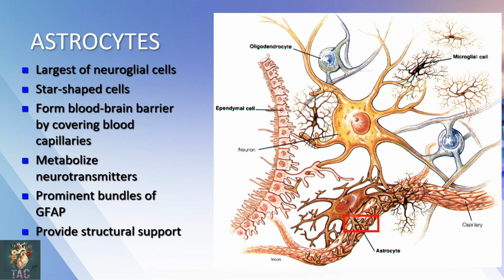I have told you previously that these astrocytes are present in close relation either to blood vessels or to the axonal processes of the neurons. Where they are in close relation to blood capillaries, they are forming the blood-brain barrier. They metabolize the neurotransmitters and maintain the microenvironment of the neuronal cell bodies. They have prominent bundles of glial fibrillary acidic protein, which is most numerous in the fibrillary type of astrocytes, and they provide structural support to the neurons.